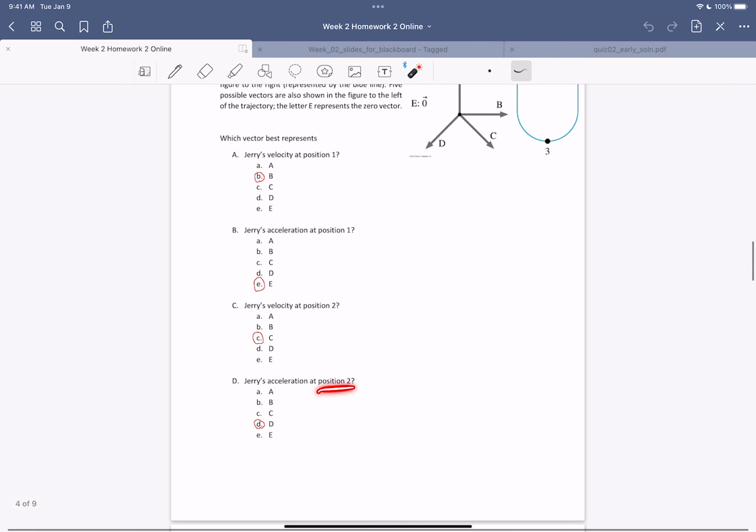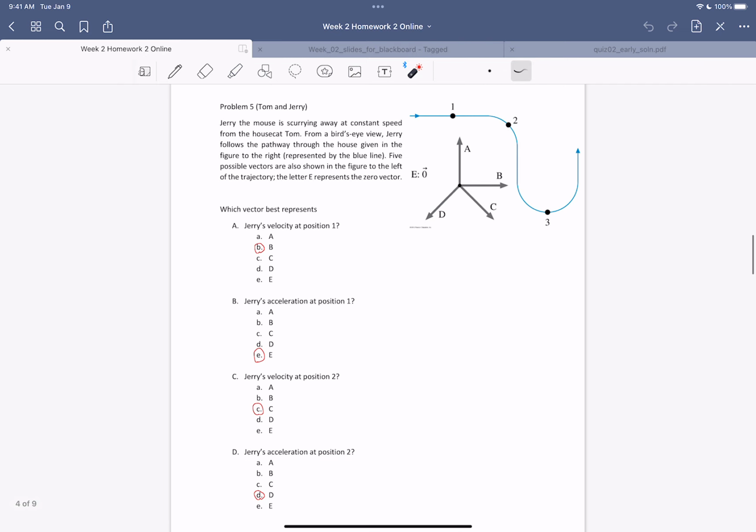Acceleration at position 2 is d, so d this way. So just imagine as you were drawing a circle, I would point the acceleration radially inward. Same thing for here. I can't draw a circle this way, but it'd be pointing into the curvature like that. You see what I mean?